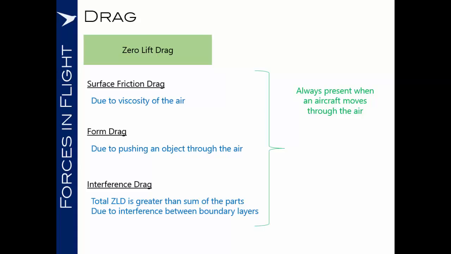These three components, the total zero lift drag, is always present when an aircraft or any other object moves through the air, and it is proportional to the square of the speed. This means if we plot a graph of the coefficient of drag, the total amount of drag, versus airspeed, we will see that it rises exponentially as we increase our speed. So for a doubling of speed, we'll see a quadrupling of the zero lift drag.